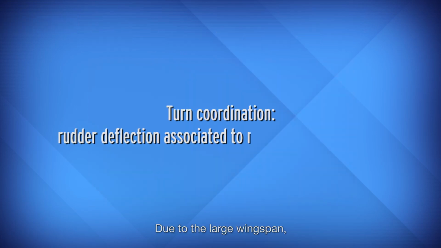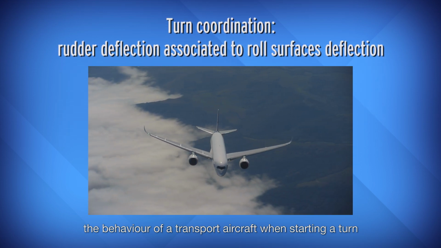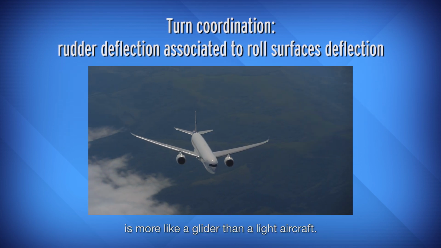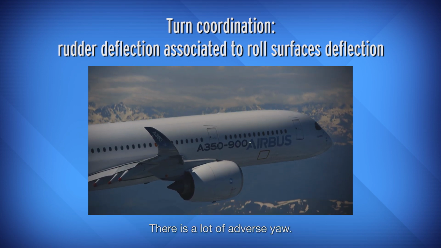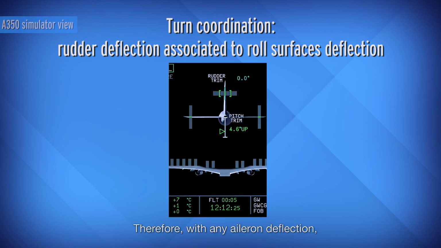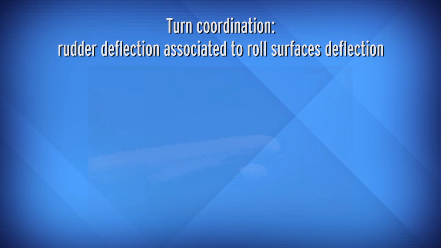Due to the large wingspan, the behavior of a transport aircraft when starting a turn is more like a glider than a light aircraft. There is a lot of adverse yaw. Therefore, with any aileron deflection, there must also be a rudder deflection to maintain the side slip at 0. This logic, called turn coordination, is installed in the computers.